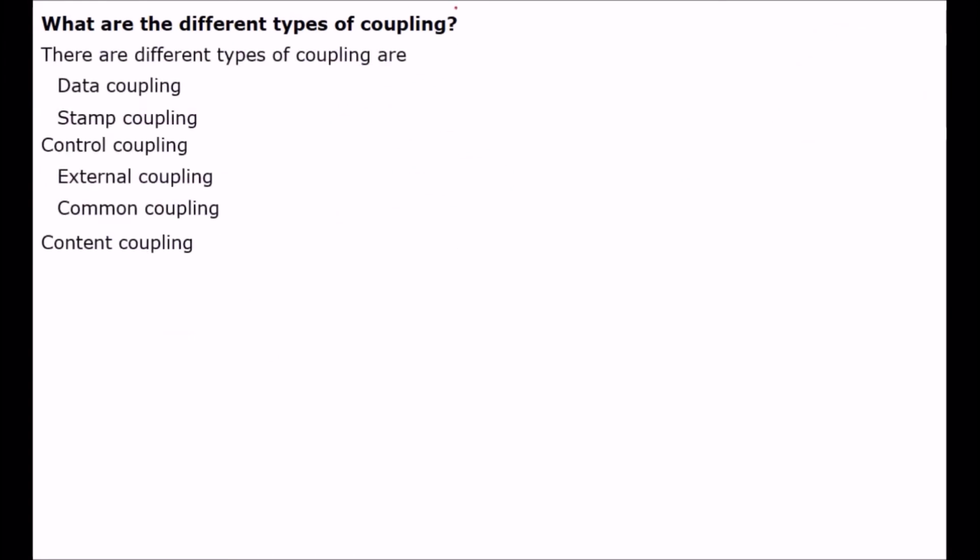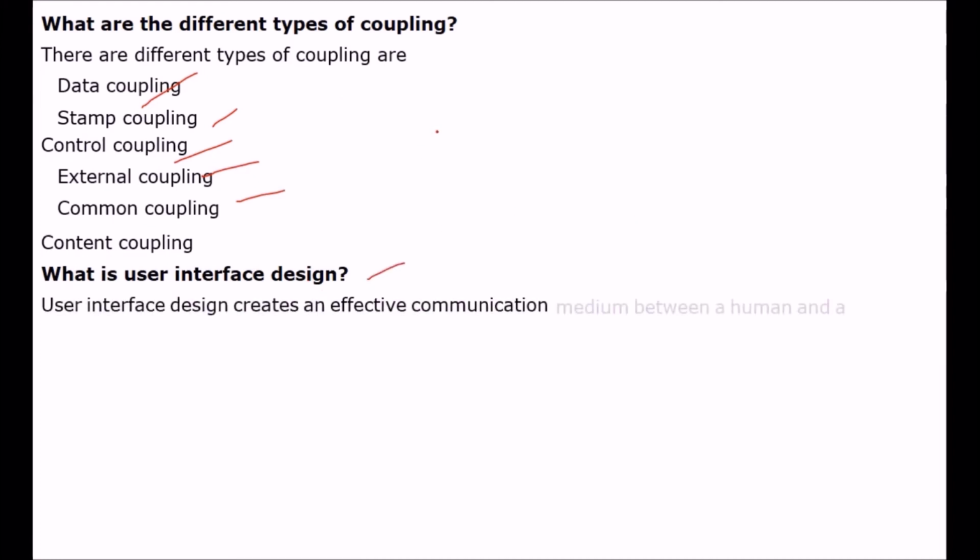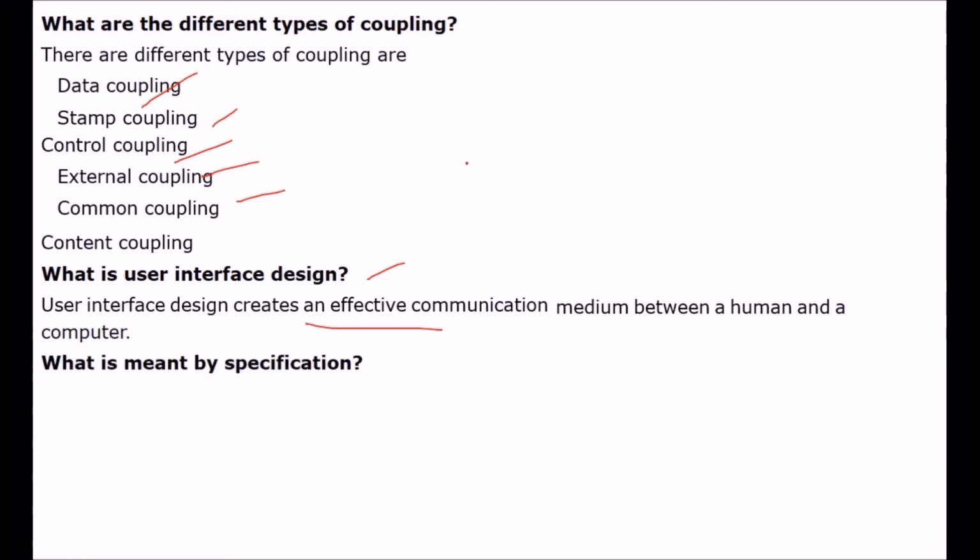What are different types of coupling then? Data coupling, stamp coupling, control coupling, external coupling, common coupling, and content coupling. What is user interface design? User interface is what the user interacts with the software. User interface design creates an effective communication between human and the computer.